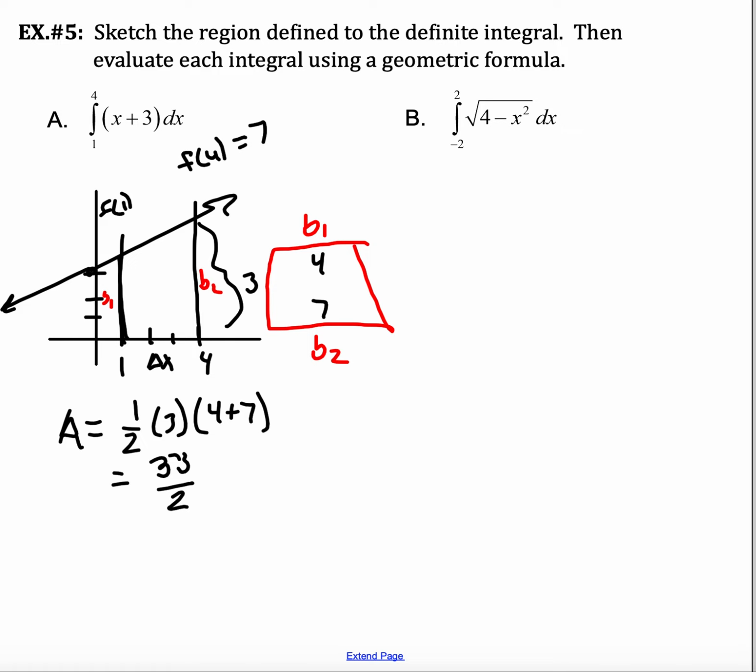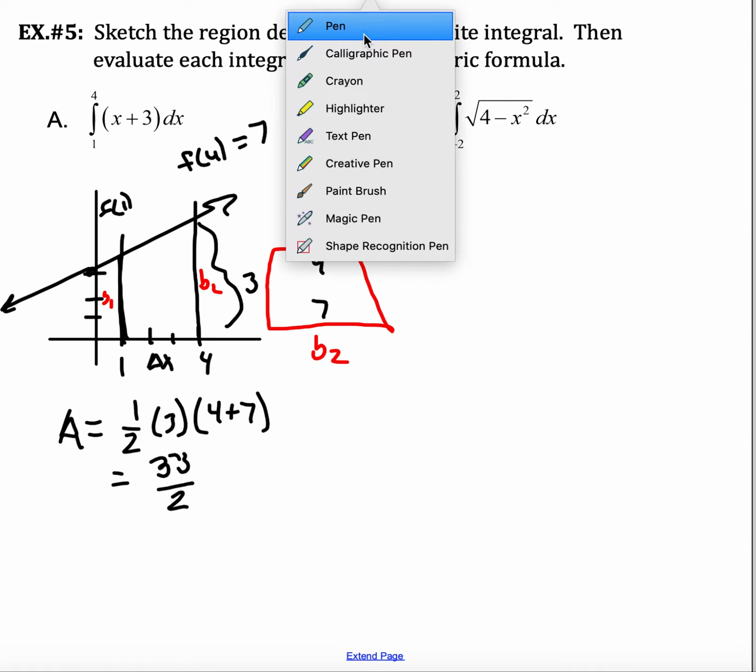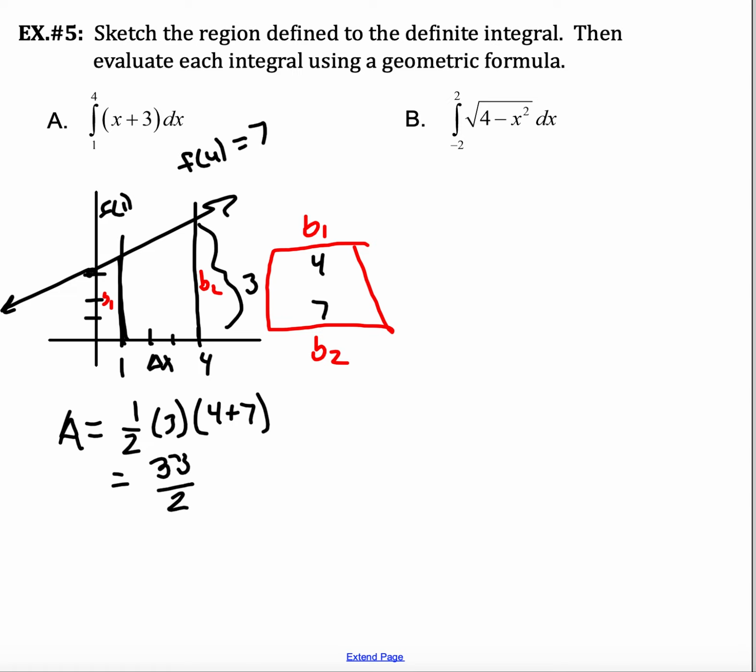All right, this function here is a little bit more complicated. You're like, wait, I'm not sure I recognize that. I don't know if you will have time to think about it, especially if you're on a timed test. But it's good to know what kind of function we're dealing with right here.